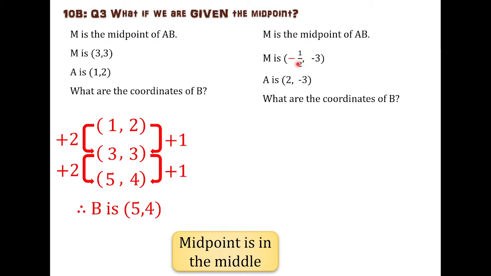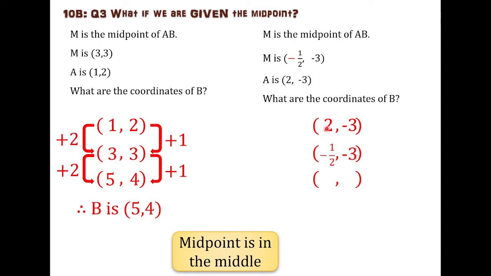This one's obviously trickier. It's got negative signs and fractions. M is the midpoint of AB. So the top point will be A, the bottom point will be B, and the middle point will be M. A is 2, -3. So let's put 2, -3. I'm very careful that the middle point here is M, the midpoint. -0.5, -3. Now we can figure out what the other point is on the other end.